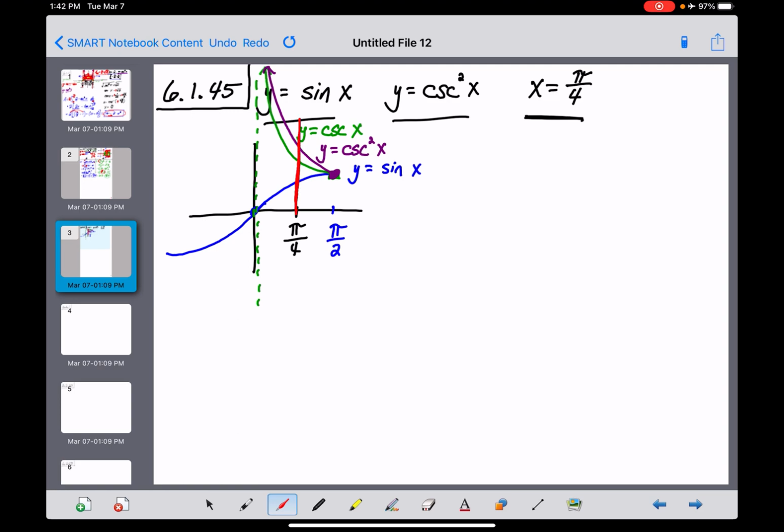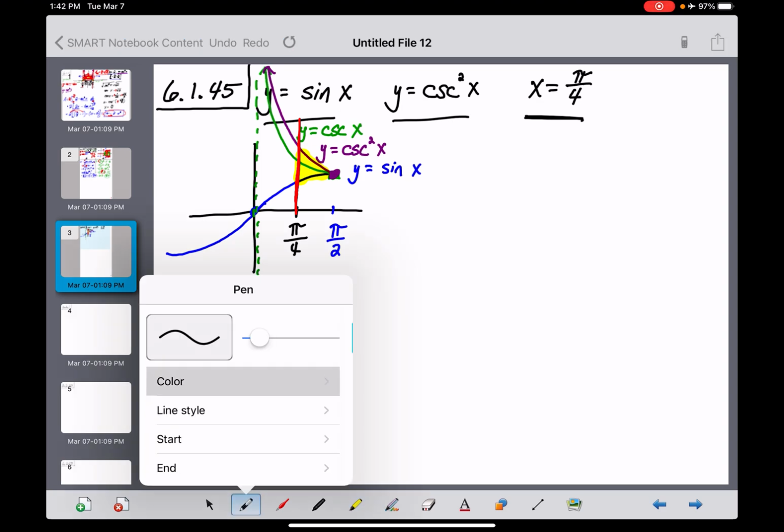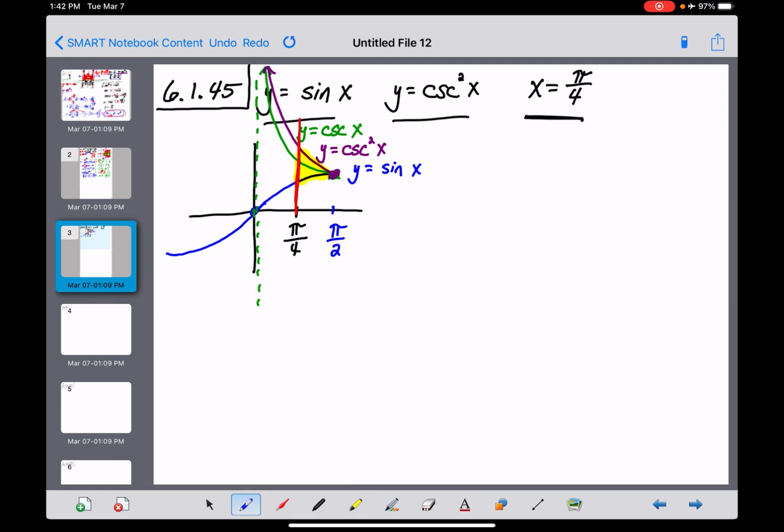And now I see what they want, guys. They want the area of this little triangular region right there. It's bordered by pi over 4 on the left, cosecant squared of x on top, and sine of x on the bottom. I didn't realize that's what they were asking for until I actually graphed this out. So let that be a lesson to everybody here: we've got to get a good graph in order to work this one out.